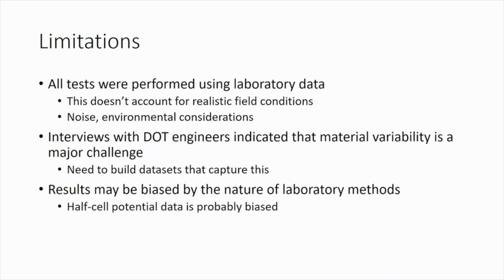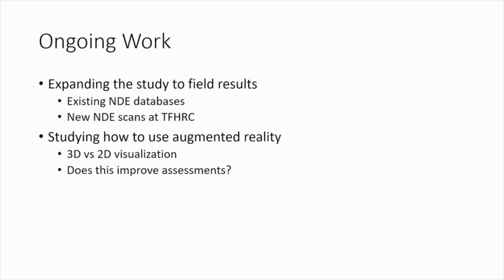And we know that the results might be biased by the nature of the laboratory methods. As you saw, the half-cell potential was giving us a surprisingly good detection rate, which is not always the case when you inspect a bridge. So we have a couple of ongoing works. We're expanding the study to field results. We have existing NDE data from RABIT, which is a part of our Long-Term Bridge Performance program, and we are also gathering new NDE scans at Turner-Fairbank Highway Research Center. We're also looking into augmented reality for 2D and 3D visualization to see if we can improve the structural assessment through that.